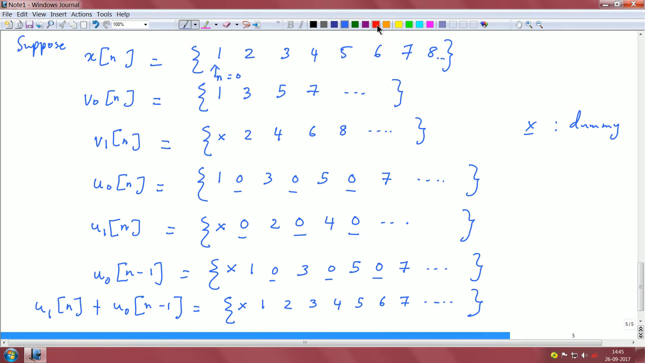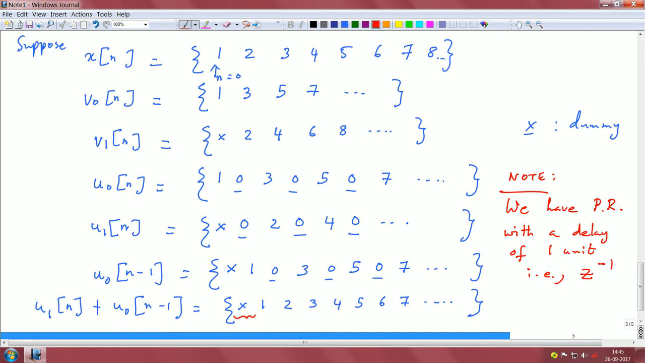So, note we have perfect reconstruction with a delay of 1 unit, and this is the delay. Just say n equals zero here, and that means I am shifting the original sequence by 1 unit.